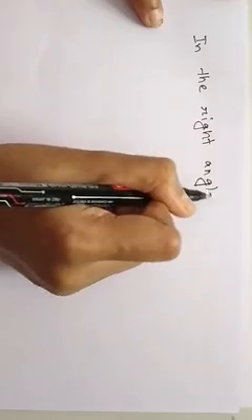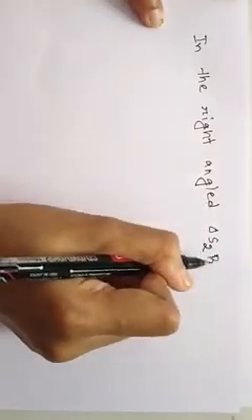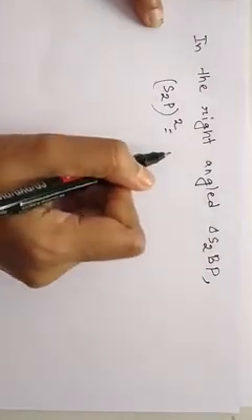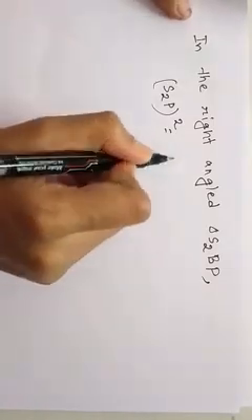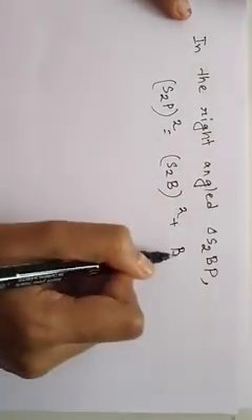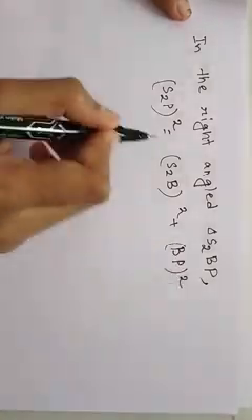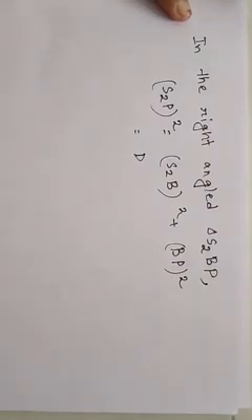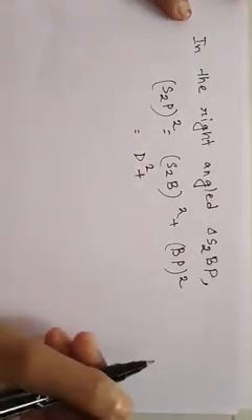So we can write, in the right angle triangle S2BP, the hypotenuse square S2P square is equal to the base square, which is S2B whole square, plus normal square, perpendicular square, which is BP square. Now S2B is equal to the separation between the slit and the screen, which is D square. Now what is BP?